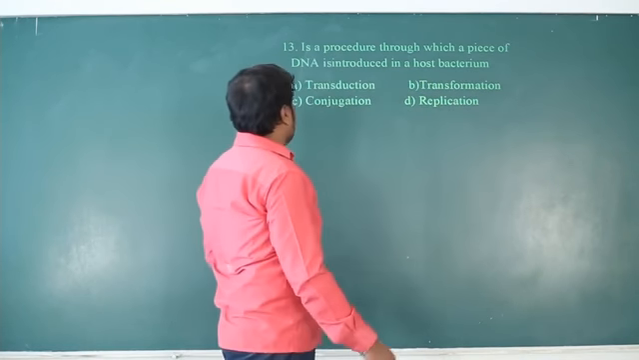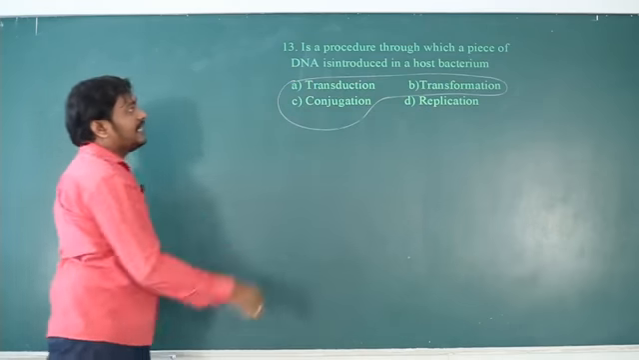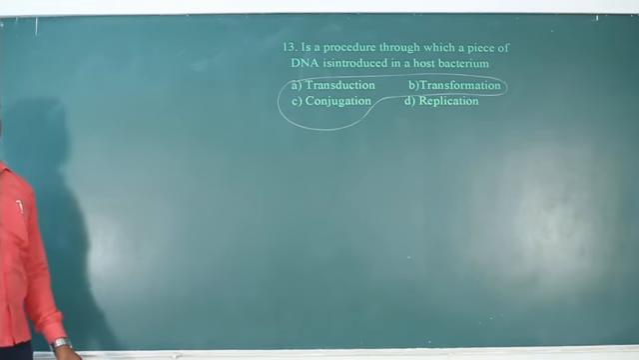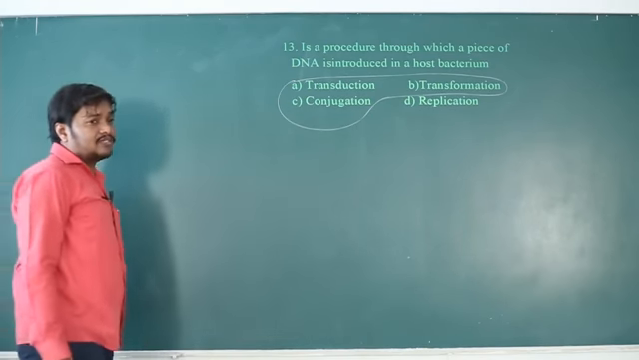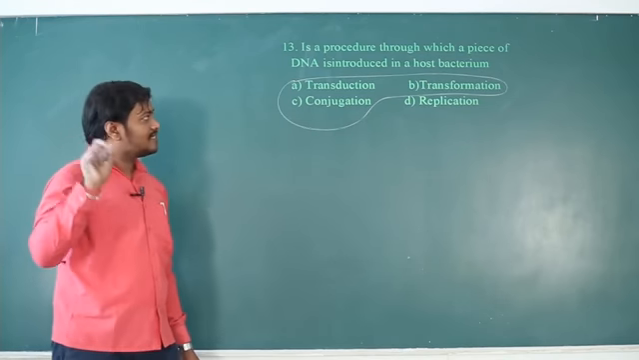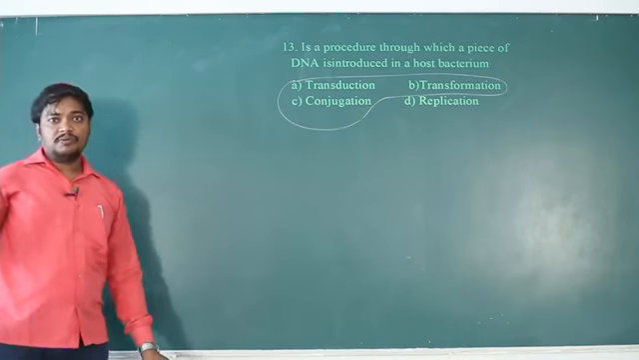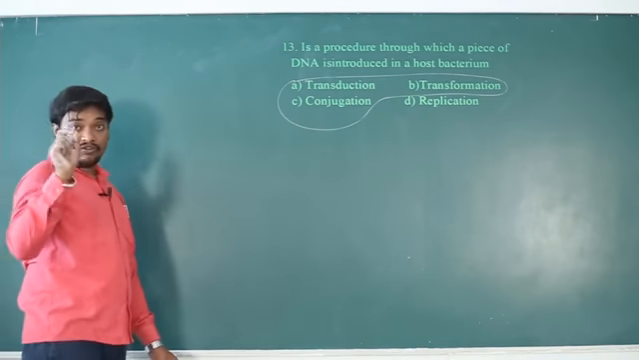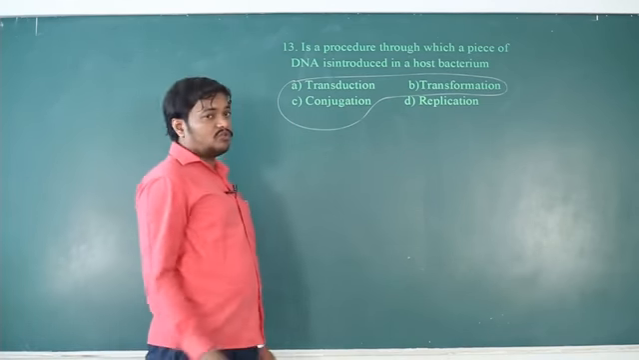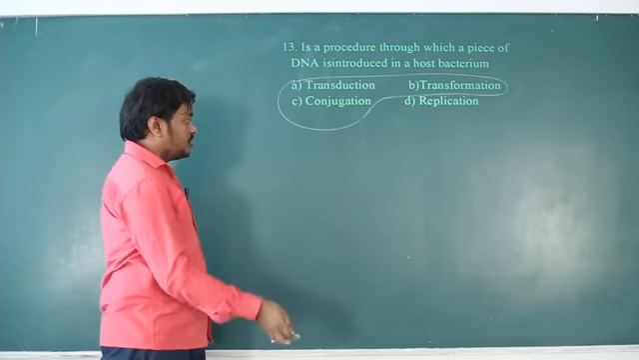Transformation, conjugation and transduction are the three types of sexual reproduction in bacteria. Remember, in bacteria there is no formation of gametes in sexual reproduction. Simply the exchange of genetic material is itself called sexual reproduction. In transduction, genetic material is exchanged between two bacterial cells through a bacteriophage or virus, whereas in transformation, exchange is directly between two bacterial cells. Then conjugation is through a conjugation bridge.